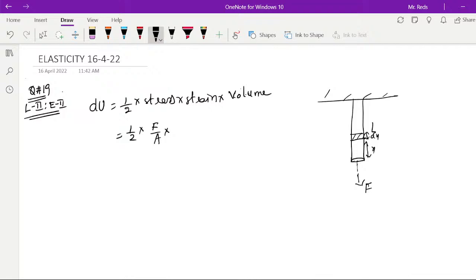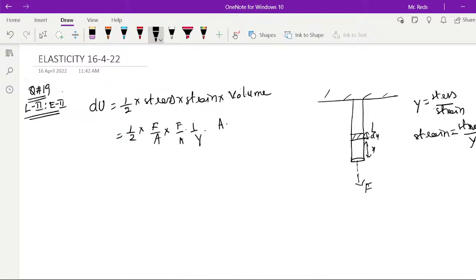Here if you observe, the options are in terms of Young's modulus, right? So you have to replace this in terms of Young's modulus, and density and g also should be there. That means you should have force, and that means stress. So you have to replace the strain with stress and Young's modulus. As we know, Young's modulus is equal to stress by strain. You can write strain from this as stress by Y. So if you replace this, you will get half into F by A into 1 by Y into volume.